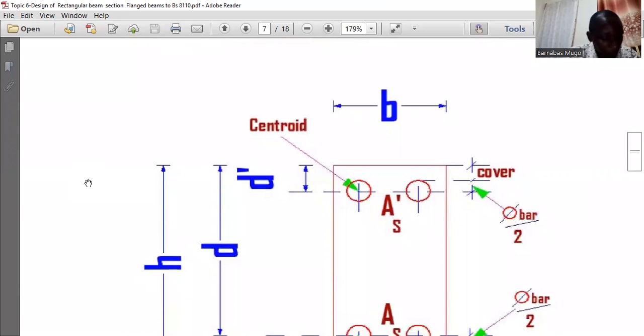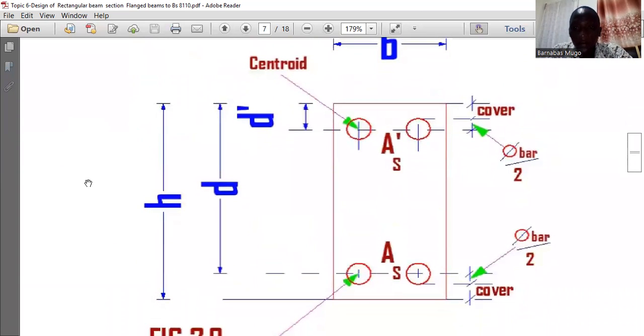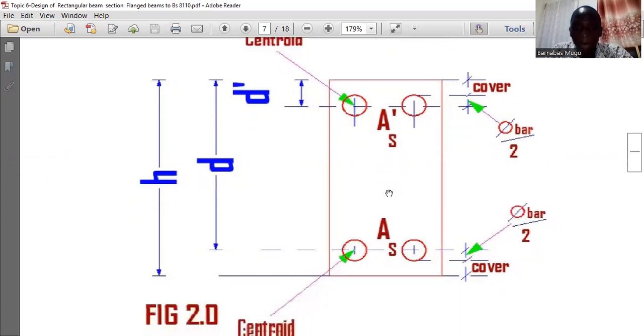We also need to know about the following. That is, you have the cover at the bottom and at the top. They are covering the reinforcement bar. The bar divided by 2, as you can see, they are drawn either at the bottom or the top parts. And you can see that the centroid of the bar is given there.